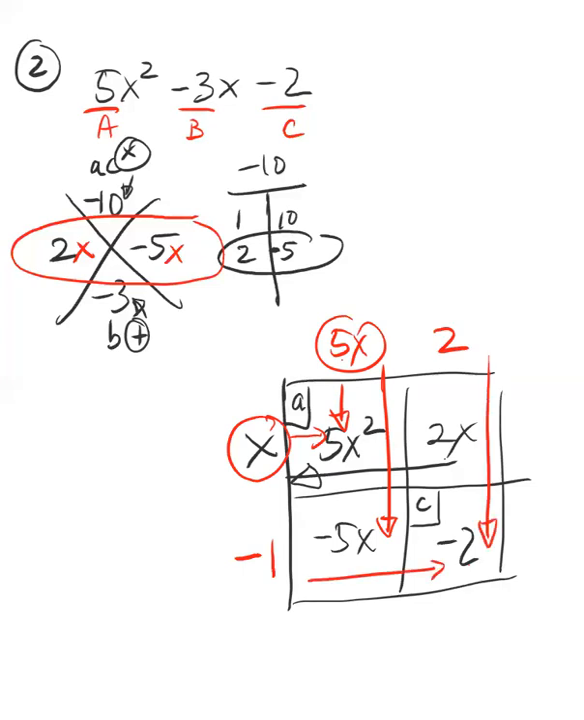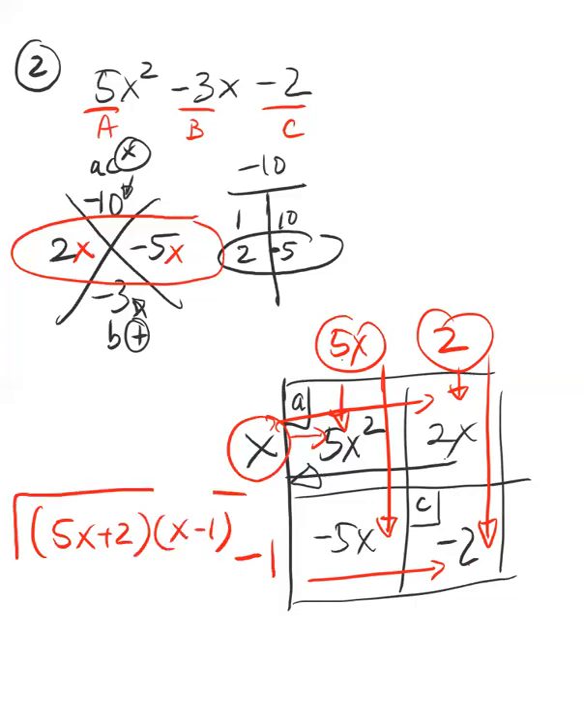Then I can double check. Is 2 times this x 2x? And the answer is yes. So then now my answer is going to be 5x plus 2 and x minus 1. That gets me that answer.